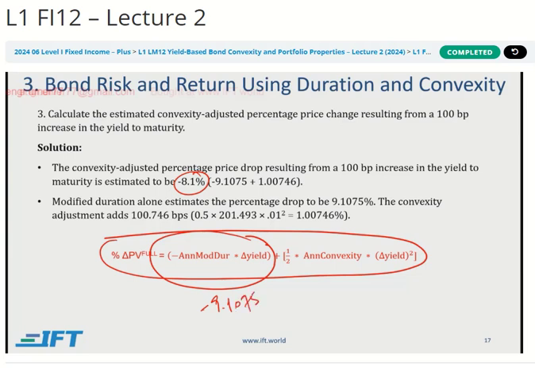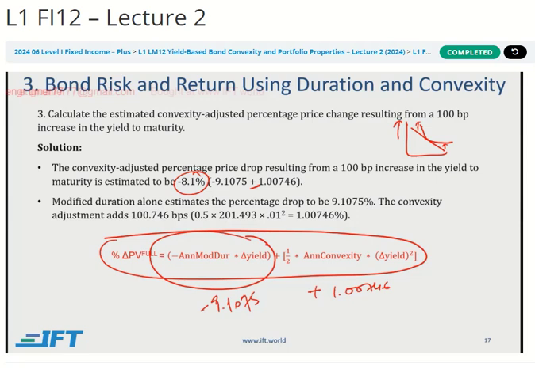9.1075, and obviously the duration will always estimate that it is falling more, but the convexity will stop it from falling. So you actually add that 1.00746. If it was going up, we would still add the convexity, because convexity gets added in both situations. Even if it is going up, it goes up more than duration would say, and even if it is coming down, it doesn't go down that much because convexity is still added.